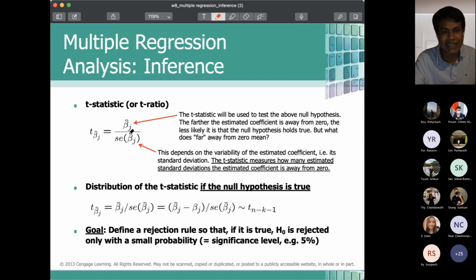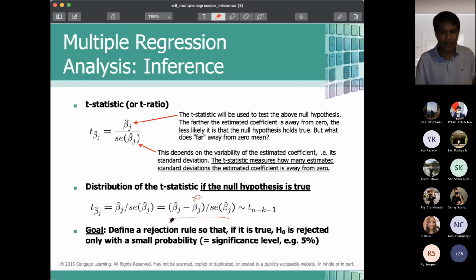So to obtain larger t, only if we obtain large delta j hat. And this denominator depends on the variability of the estimated coefficients, the standard deviation. So again, t of delta j hat equals delta j hat divided by the standard error. It is because of this equation, right? Because our null hypothesis is that we want to test whether this delta j is equal to 0 or not. If we replace it with 0, we will obtain this.